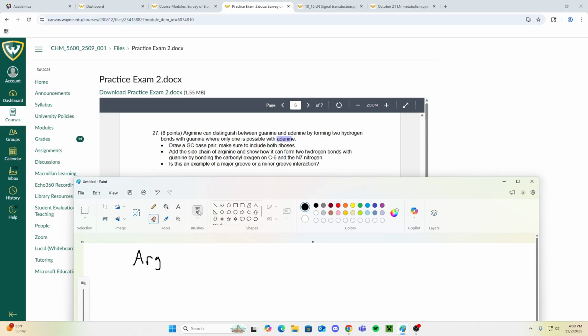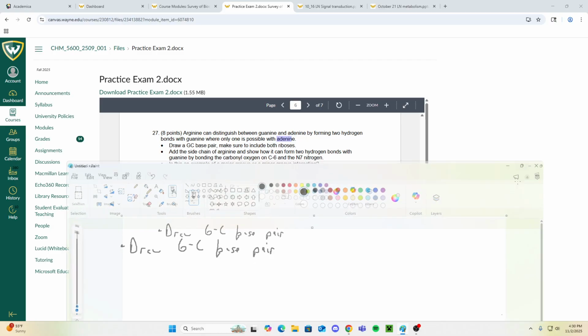So let's write that out. First we're going to draw a GC base pair, and we're going to include both riboses, so both the guanine and the adenine, and then the side chain of arginine to show how it can do two hydrogen bonds with the guanine at the specific positions, so the C6 and the N7, and then say whether this is a major or minor groove interaction.